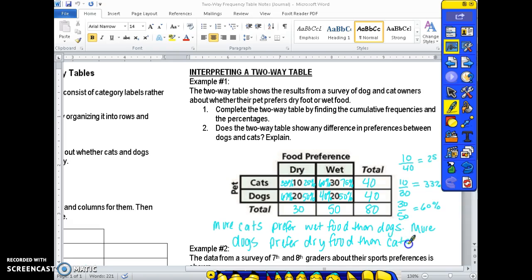So this is just like when we had to interpret what was going on with the qualitative graphs. You are figuring out, you are interpreting this using your own words. It does not have to be verbatim what I say.